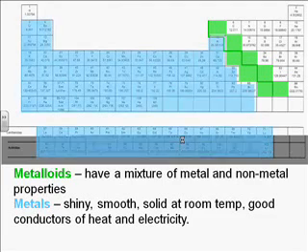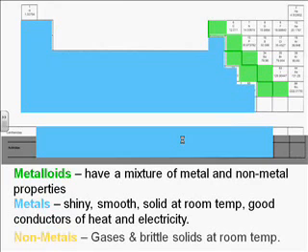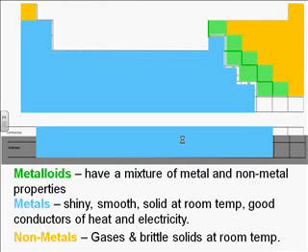And everything to the left of the staircase is a metal, except for hydrogen, which is a gas and a nonmetal. Nonmetals are things that are gases, like hydrogen or oxygen, nitrogen, or brittle solids, like carbon. Think of charcoal: a piece of charcoal is kind of crumbly, it's not very shiny, it's not solid, and it doesn't conduct electricity or heat very well, so it's not a metal. It's a brittle, crumbly solid that is also a nonmetal. So everything to the right of the staircase is nonmetals.